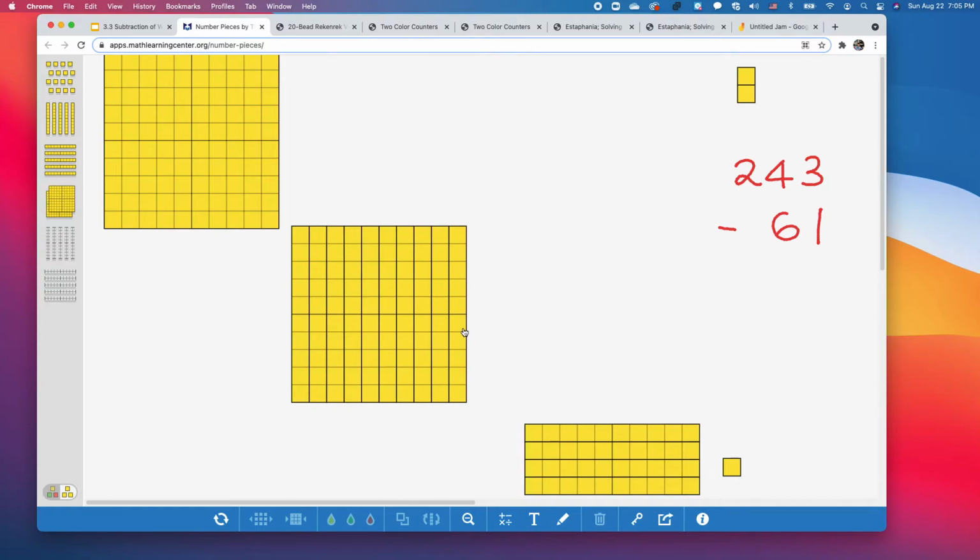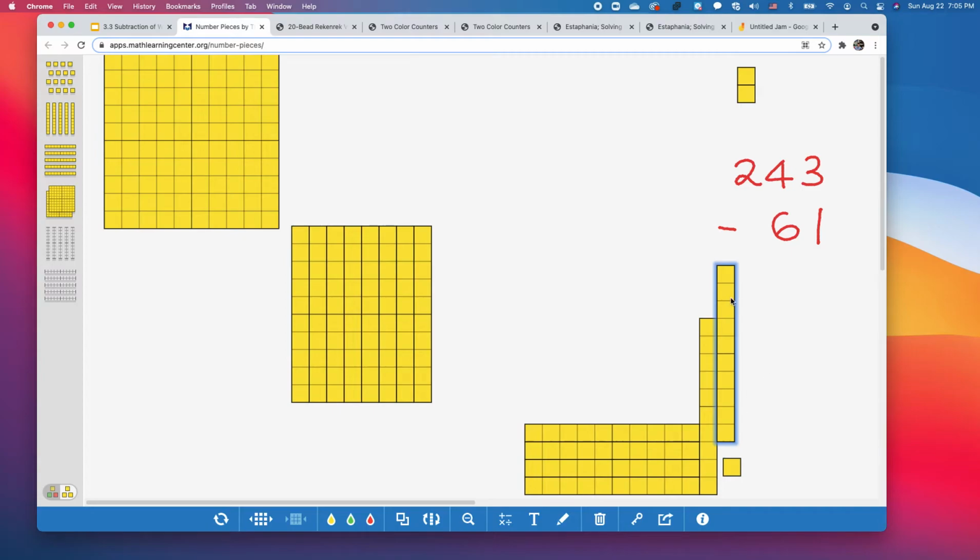Now I can take away how many more? 2 more rods, right? Because I already took away 40. So I have 50, 61. So I'm taking away 61, and what is left is here.